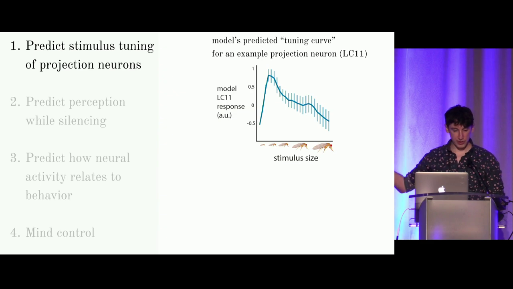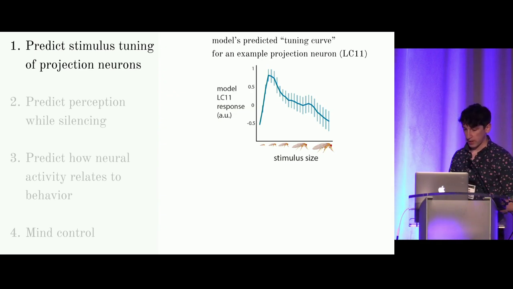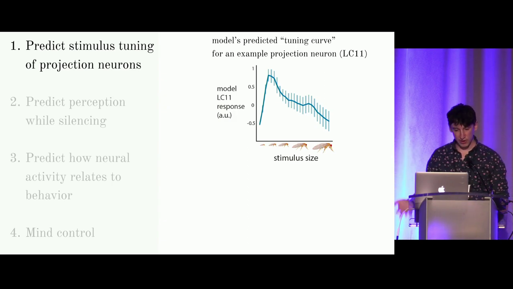So here's an example of a tuning curve. It's a tuning curve as a function of stimulus size. And for this model neuron, on the x-axis, we have increasing stimulus size. On the y-axis, we have the activity of these neurons. And what I hope you see is that this neuron appears to be selective for small stimuli.